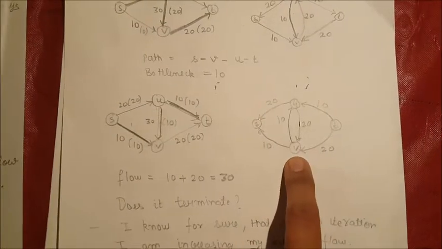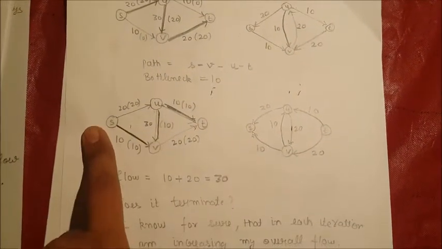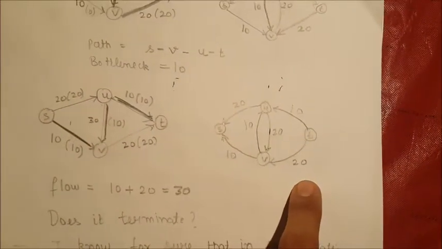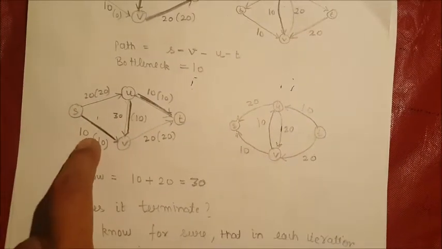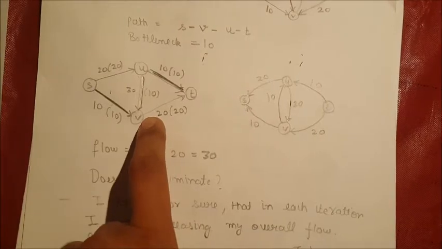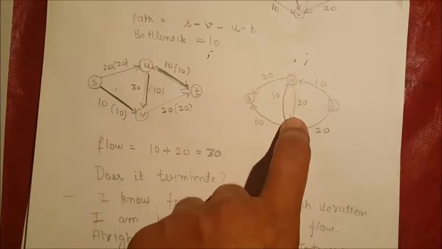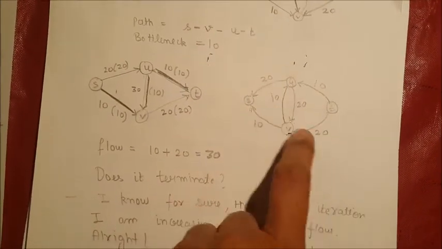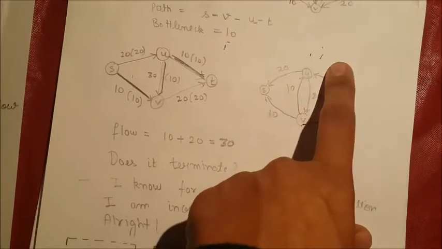Okay, once we have arrived at this graph, we want to create the residual graph. When we create the residual graph, we arrive at this graph. We can see that there's no forward edge for this, so there's a backward edge here, backward edge here. So here we have a forward edge of 20 and a backward edge of 10. So a backward edge of 20 and a backward edge of 10.